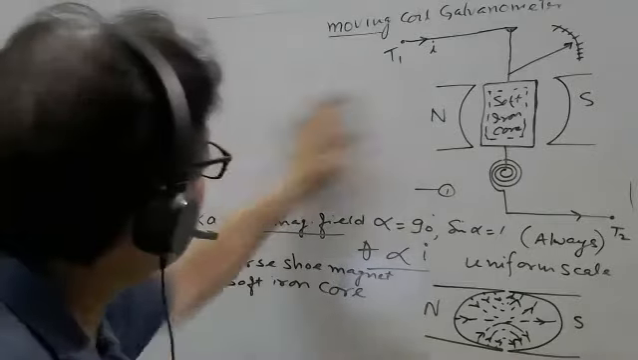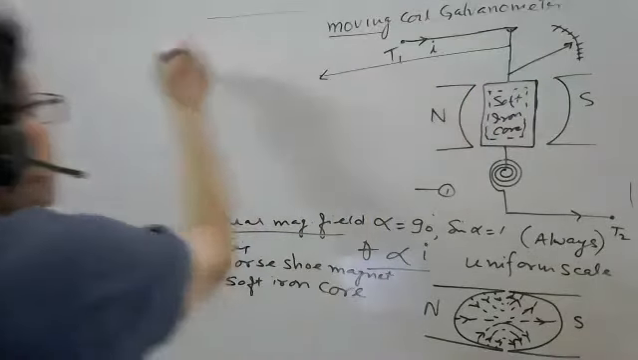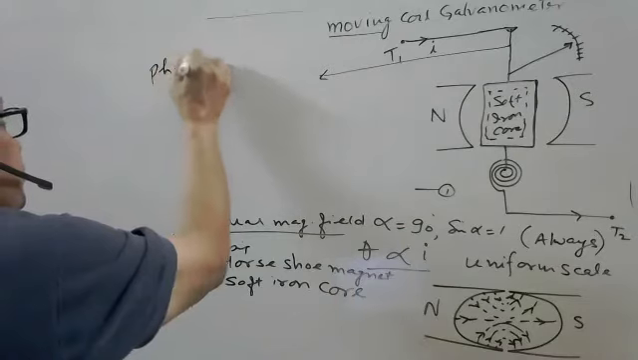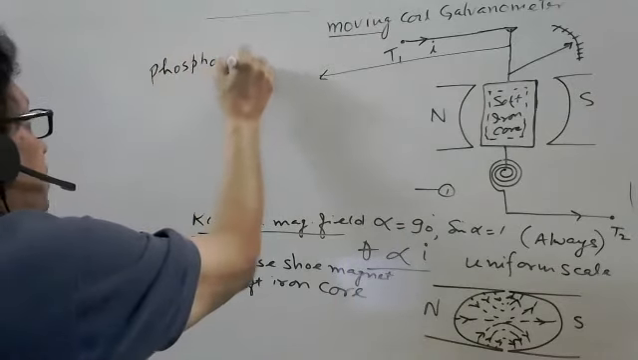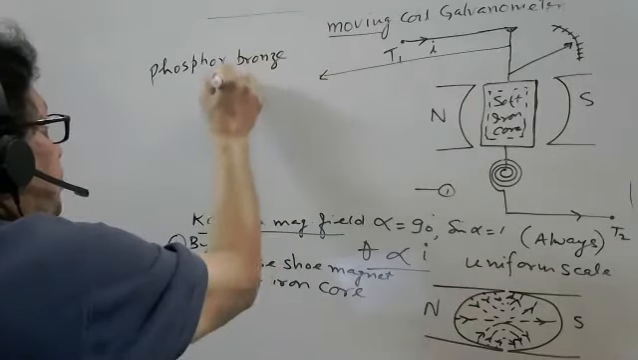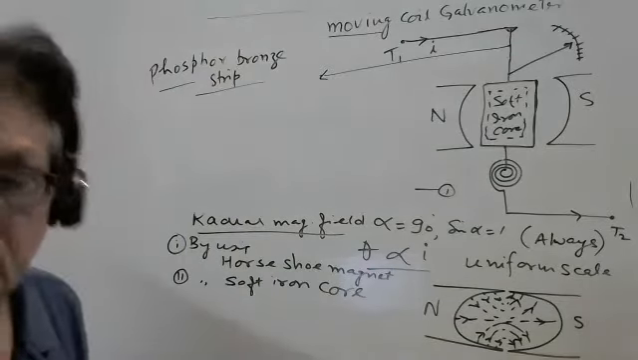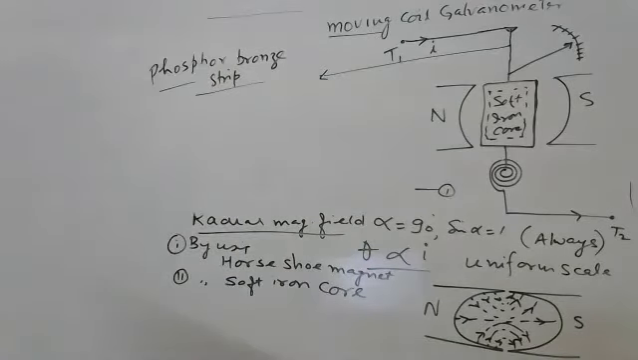What is the importance of this wire? It is called the suspension wire. The name of this wire is phosphor bronze strip. Phosphor bronze strip. This wire is very special.